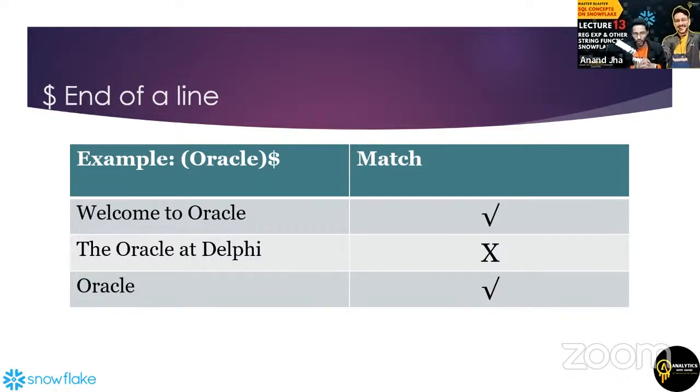Next is your dollar. So, welcome to Oracle. Whether the word Oracle is there at the end, the line ending with the word Oracle. Yes, it's there because of the dollar sign I've given. It is there. It is not there. It is there. Clear? It is there. It is there. It is not there. So this is one use case. Okay. Next.